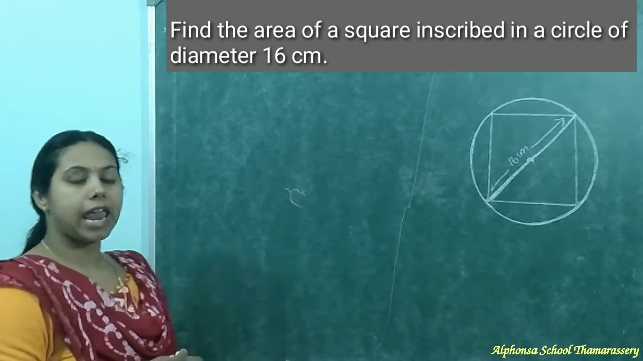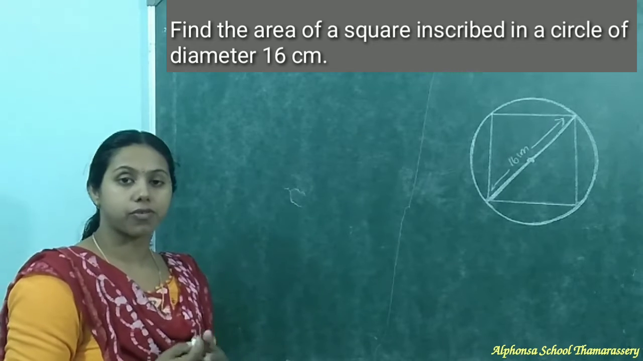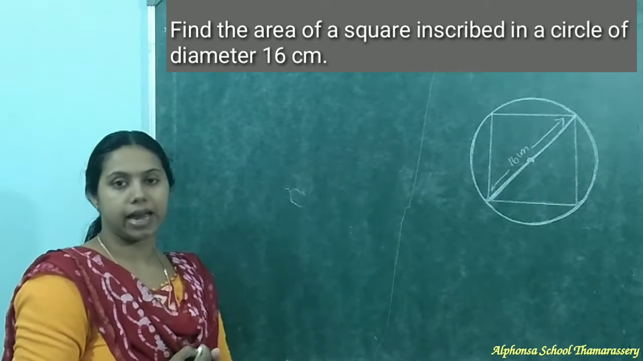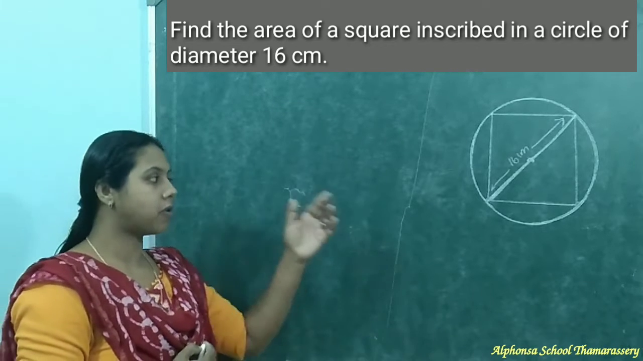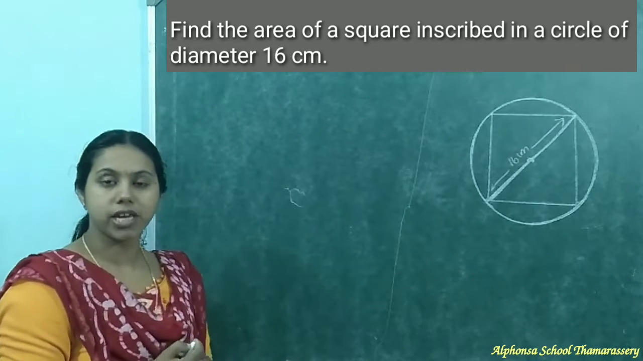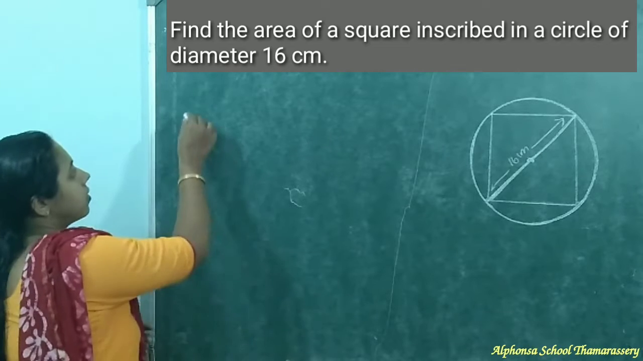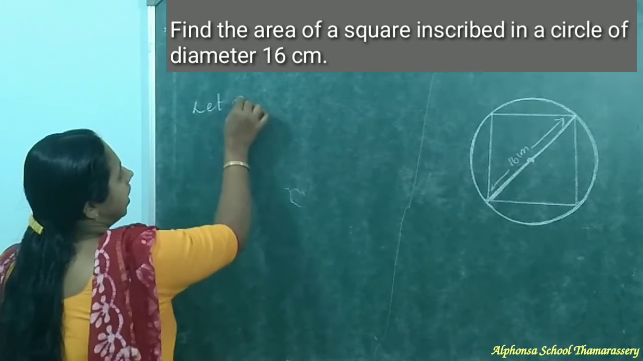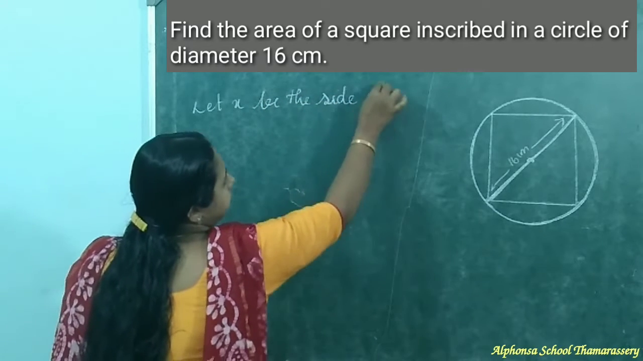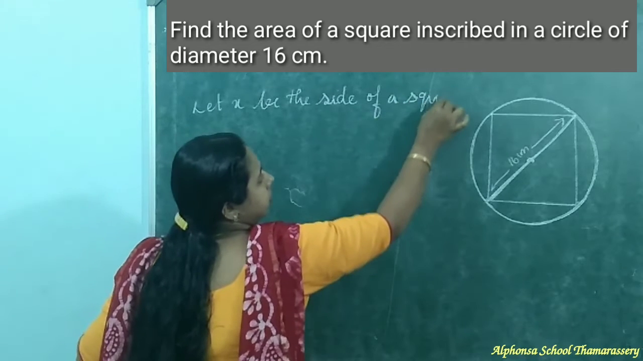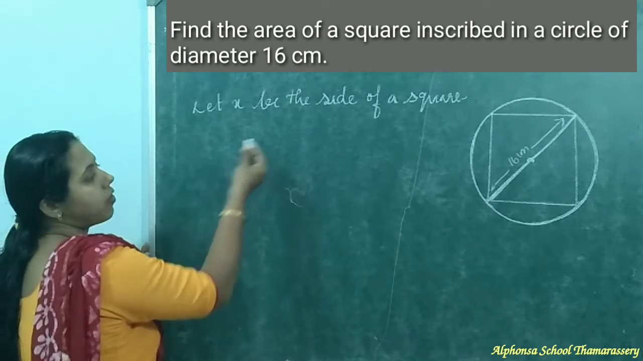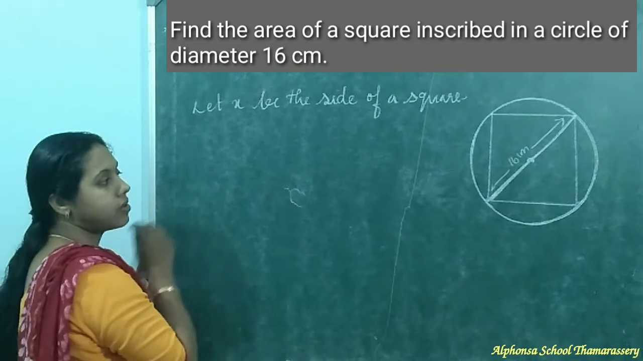We want to find the area of a square. We know that the area of a square is side into side, but we don't know the side. We know only the diagonal. Using that diagonal, we want to find the side. Let x be the side of the square. So area of a square is side into side.